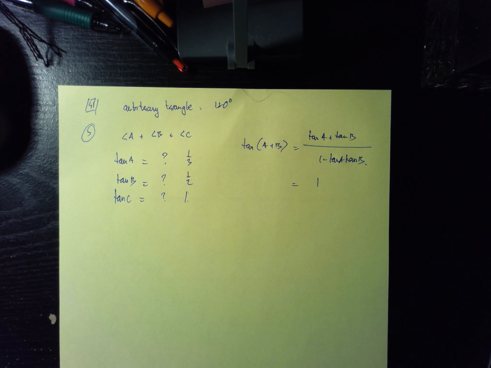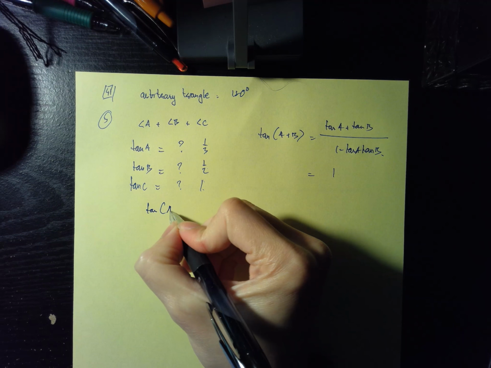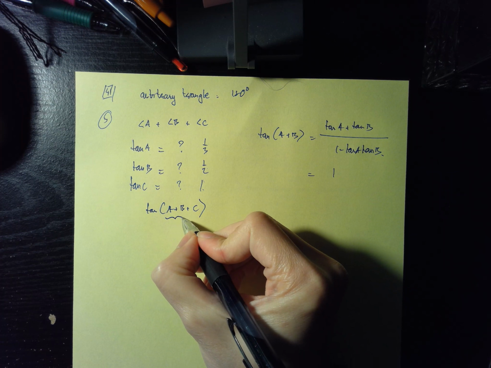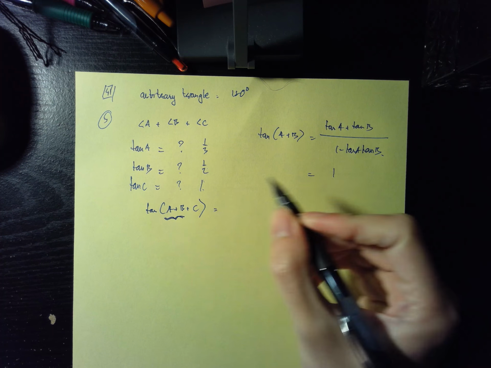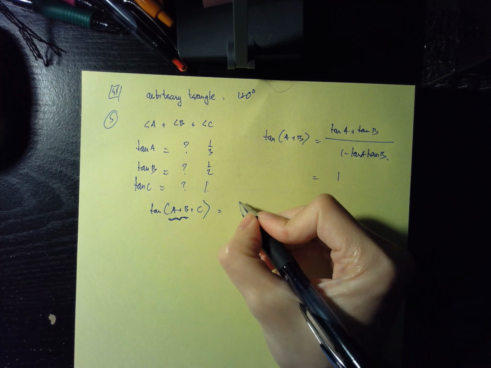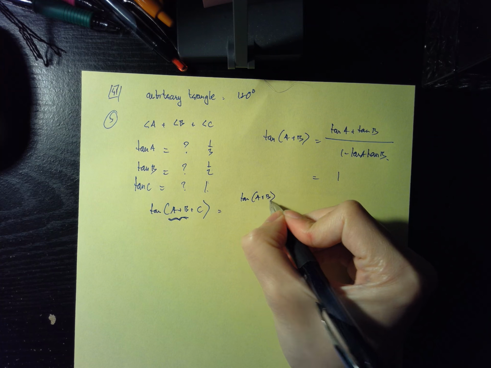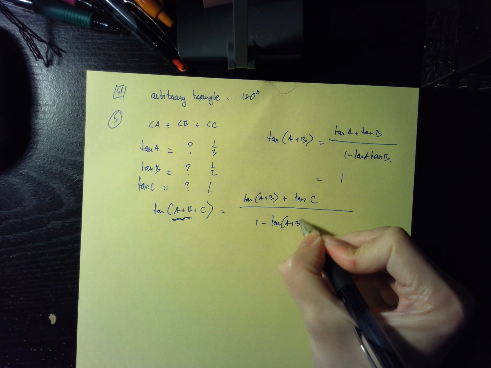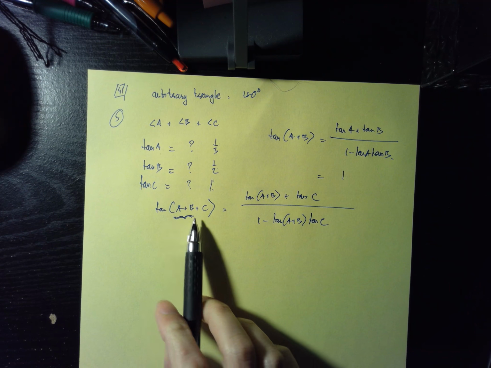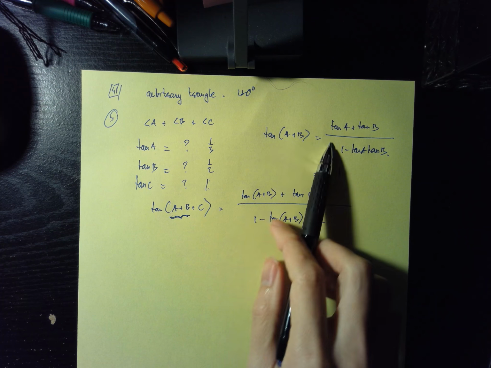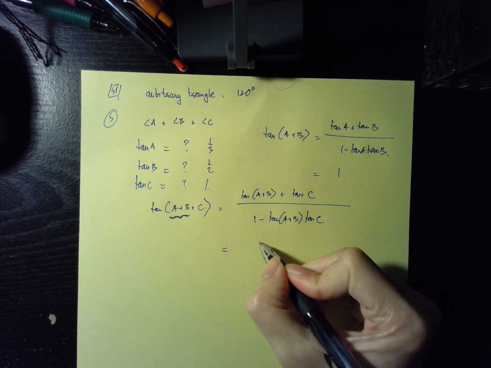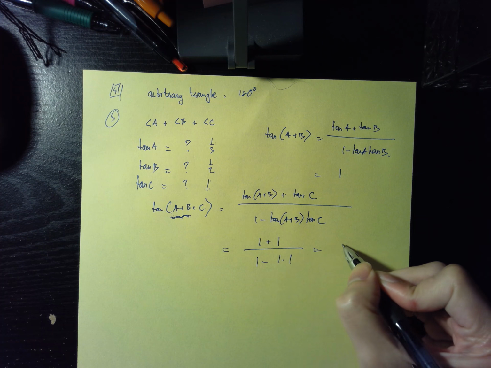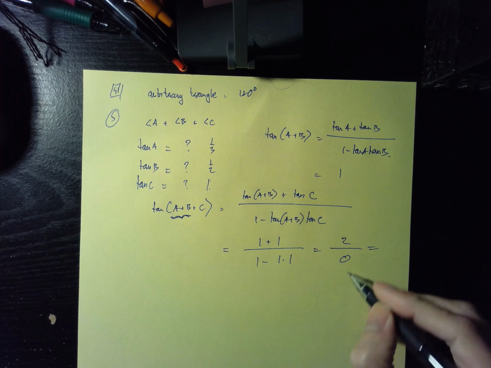Okay. Then you're going to calculate tangent of A plus B plus C at the same time. You consider A plus B as one angle only, and you apply the formula. So we have tangent of A plus B plus tangent of C over 1 minus tangent of A plus B times tangent of C. So you treat it as one angle only, and you can apply the formula the same way. Tangent of A plus B we already calculated is 1, tangent of C is also 1, and over here 1 minus 1 times 1. So you have 2 over 0, which is undefined.